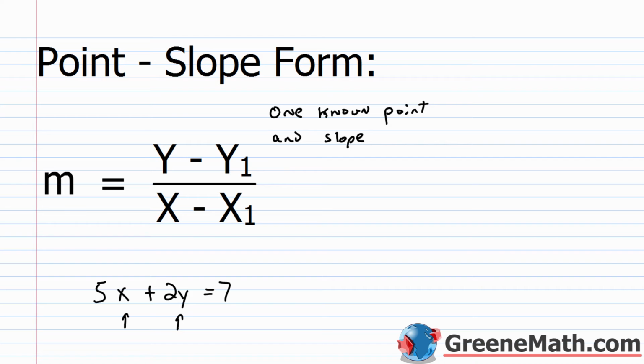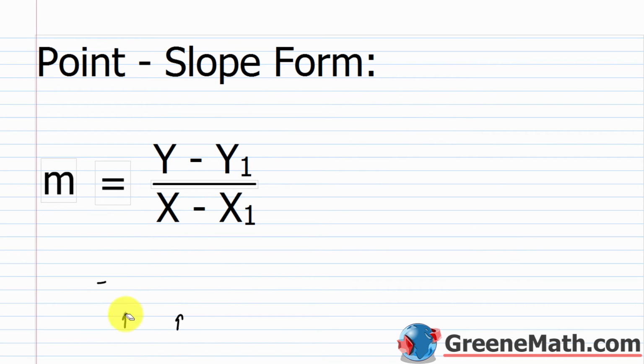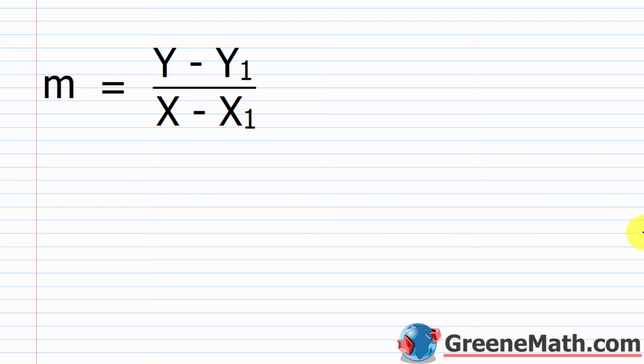So what does point-slope form look like? Well, we just take and multiply both sides of the equation by this quantity x minus x sub 1. So I'll multiply this over here.